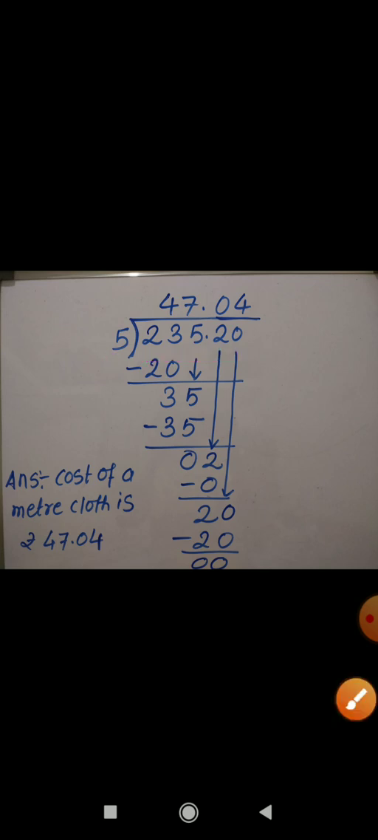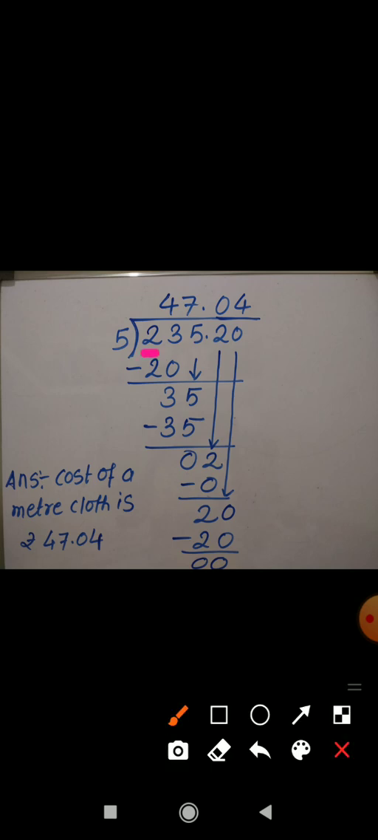Whenever we are asked to find out the unit price, we always divide. Okay, so here you can see the division. 235.20 is the dividend and we have to divide this amount by 5. Now see the division. Here you can see the first digit of your dividend is 2, which is less than 5. So here we have to divide 23 by 5.